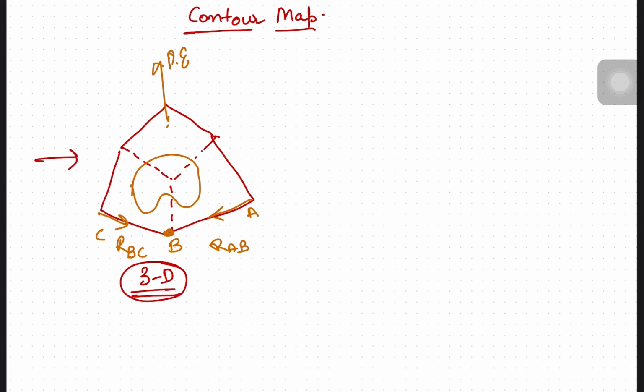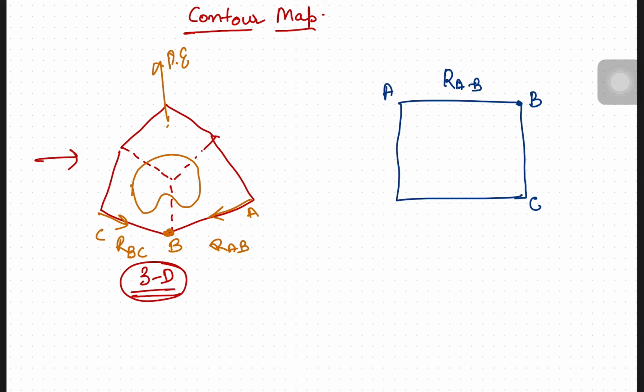So this was a 3D figure. Now in order to draw the contour map, you have to make a square. So this point B will come over here, so mark the point B over here. Now this side of B was A, so A will come here. This side of B was C, so C will come over here. This will be RAB and this will be RBC.